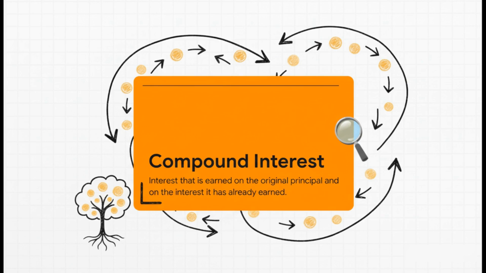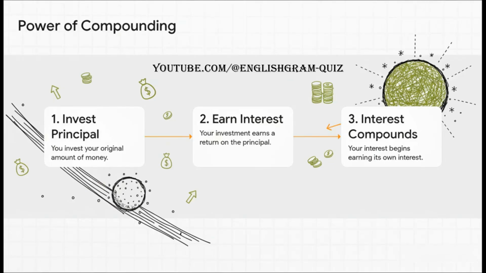They call it the eighth wonder of the world for a good reason. It is the absolute magic that happens when your interest starts earning its own interest. This right here is the engine of building wealth. So how does this magic work? Well, it's basically a snowball effect.